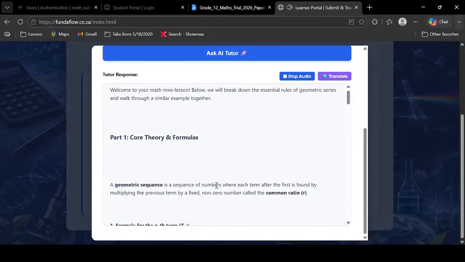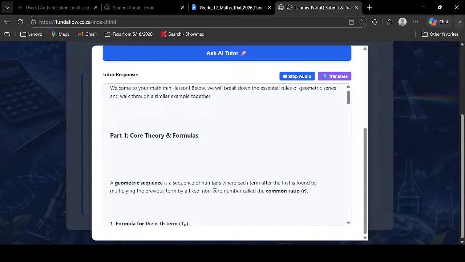Welcome to your math mini lesson. Below, we will break down the essential rules of geometric series and walk through a similar example together.